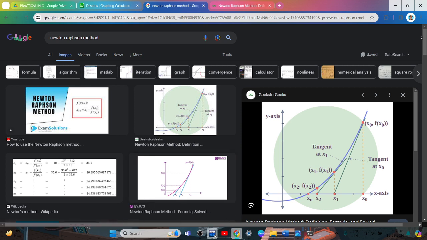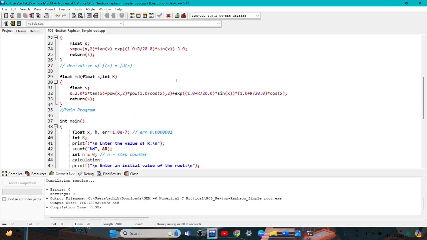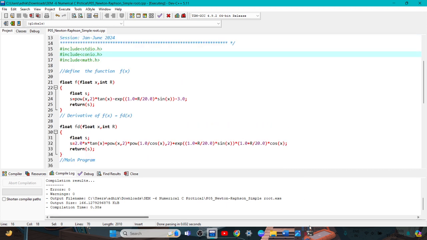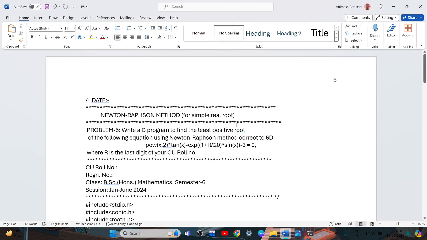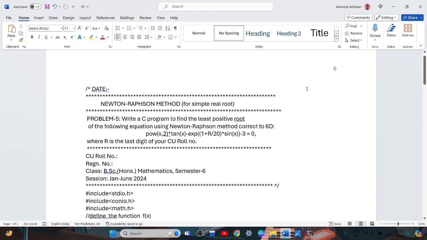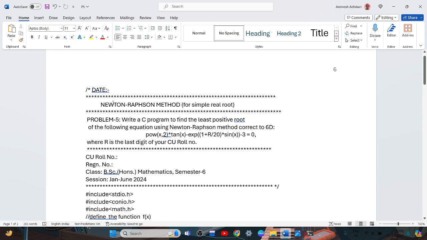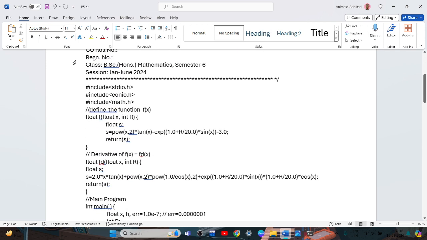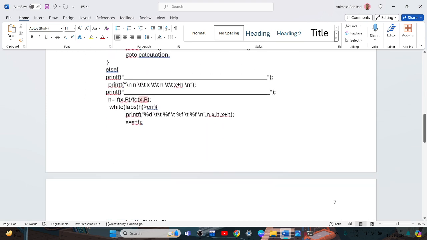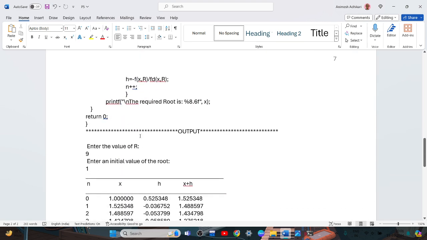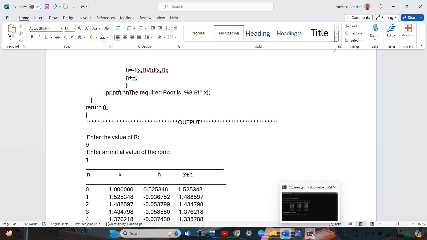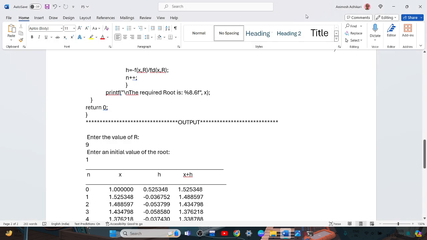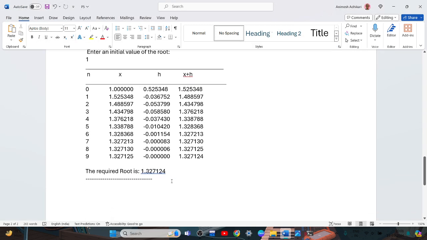Now we select all of this program, then copy and paste into a Word file. This is the Word file, with the page number on the right hand side, the date, the heading, Newton-Raphson method for simple root, the description of the problem, the roll number, the registration number, and the problem, the C program, and the output. We copy this table and paste it in this Word file, and this is the output, and the required root is this.